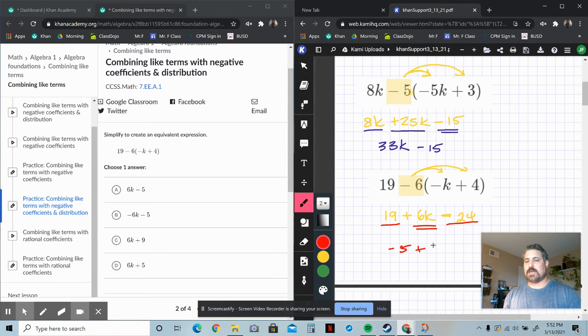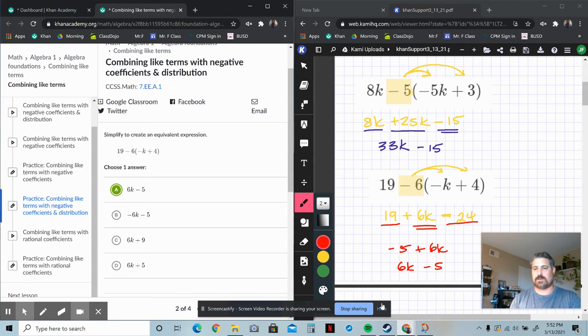And then you've got your 6k that comes along for the ride. So it's really 6k minus 5. You generally put the variable term in front. So 6k minus 5 is correct.